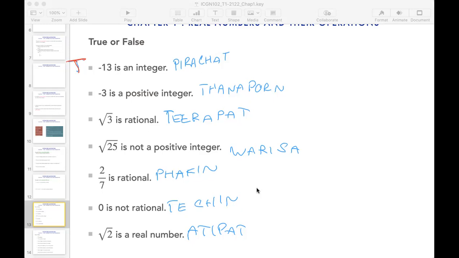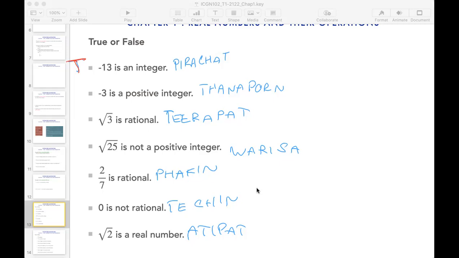What kind of integer is it? We have 2 different kinds. Yes, that's right. Negative 13 is a member of negative integers. That's right. So this one is true.